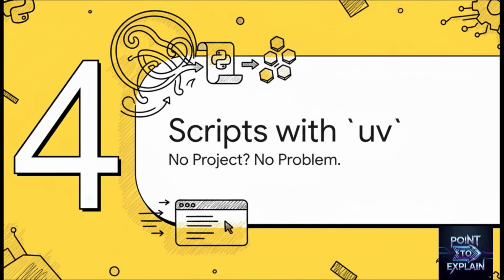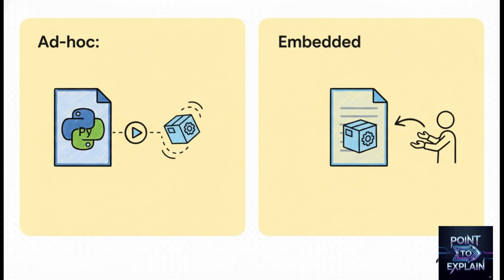But hey, what about those times when you aren't building some huge project? What if you just want to run a single, standalone Python script with a few dependencies? Well, UV has a super elegant solution for that too. UV gives you two really powerful options here. On the left, you've got the ad hoc method. You can use the --with flag to provide temporary dependencies just for a single run. But check out the one on the right, because this is something truly special.